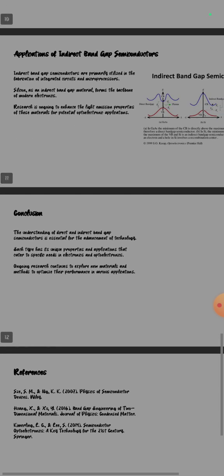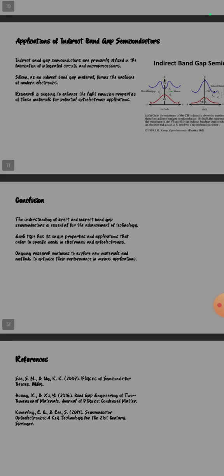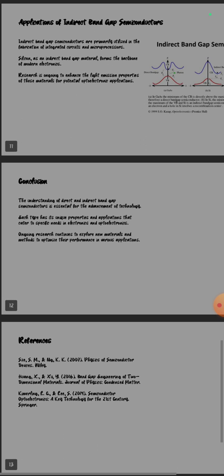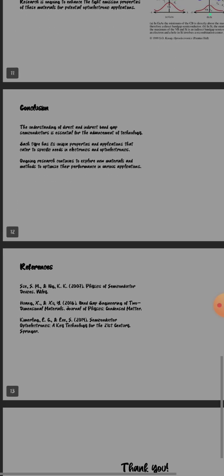Conclusion. The understanding of direct and indirect bandgap semiconductors is essential for the advancement of technology. Each type has unique properties and applications that cater to specific needs in electronics and optoelectronics. Ongoing research continues to explore new materials and methods to optimize their performance in various applications.